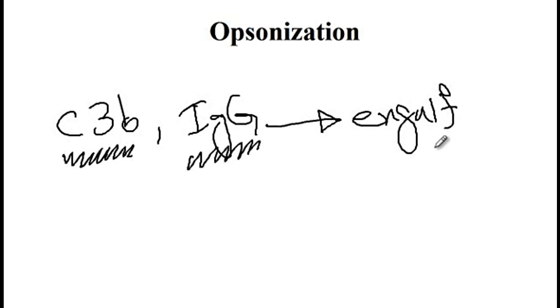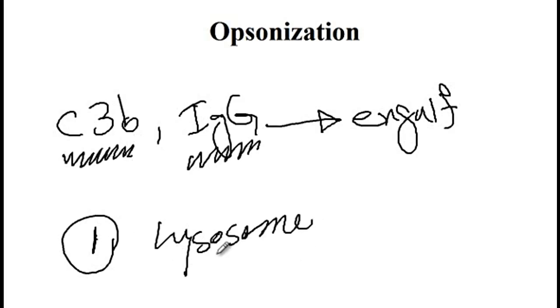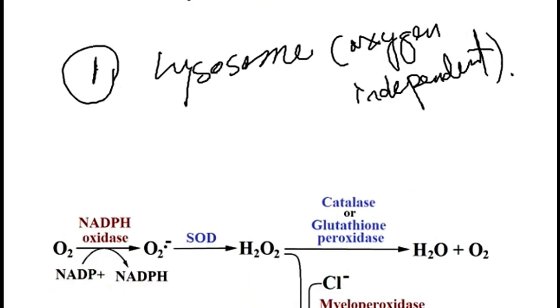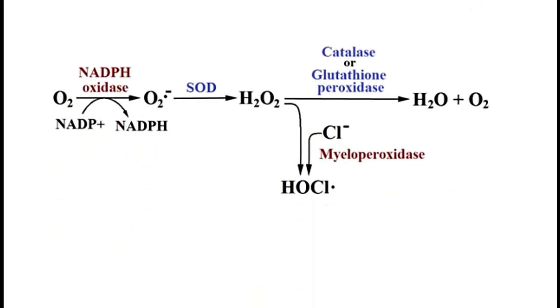So once these pathogens are engulfed, there are three mechanisms through which they can be destroyed. The first one is by the lysosomes, which have the digestive enzymes, and this is an oxygen independent mechanism of killing pathogens. The other two mechanisms through which pathogens can be killed are oxygen dependent.